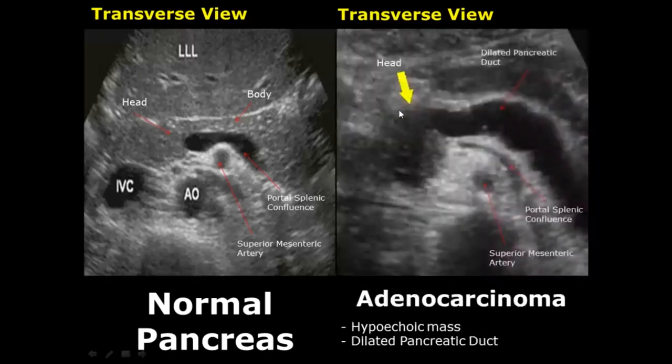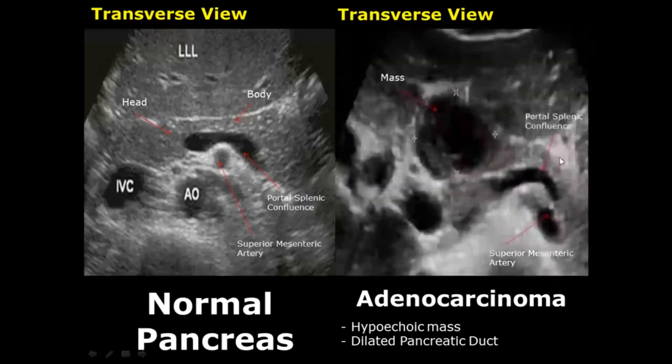Adenocarcinoma is a malignant lesion of the pancreas. Here it is occupying the head of the pancreas. It mostly has a hypoechoic appearance and can also lead to dilation of the pancreatic duct.